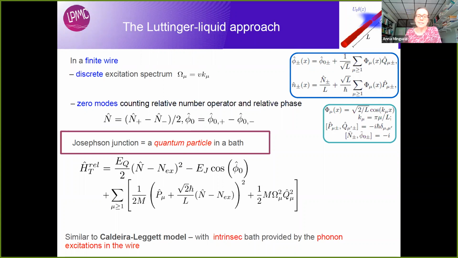And there is, in this case, a coupling to the momentum of the excitations. It's similar to the Caldeira-Leggett model known in condensed matter. Most often the coupling is to the position instead of the momentum, but it's not really very important. It is a detail. So, to summarize, the Luttinger liquid approach models the dynamics of these two coupled wires as the dynamics of a quantum Josephson junction in the presence of a bath of excitation modes.